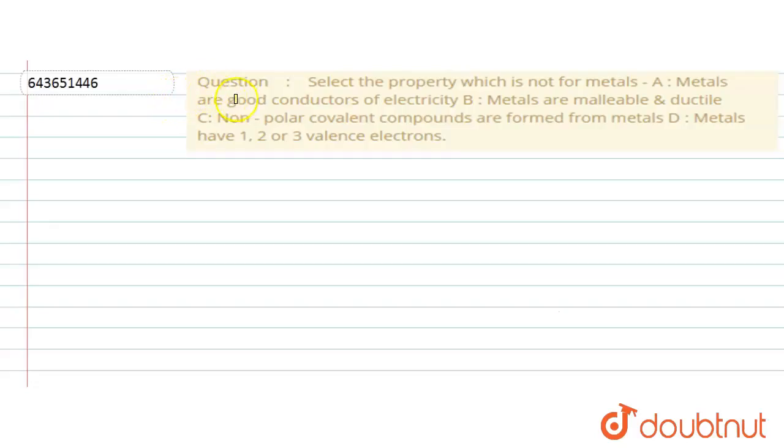Hello everyone. Let us see what the question says. Select the property which is not for metals. A. Metals are good conductors of electricity. B. Metals are malleable and ductile. C. Non-polar covalent compounds are formed by metals. And D. Metals have 1, 2 or 3 valence electrons.